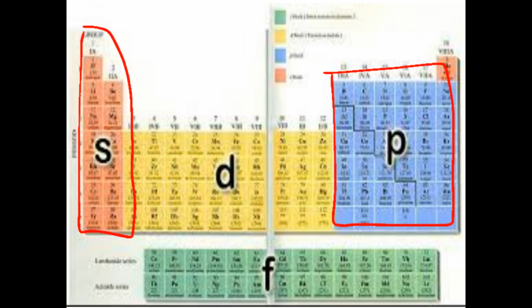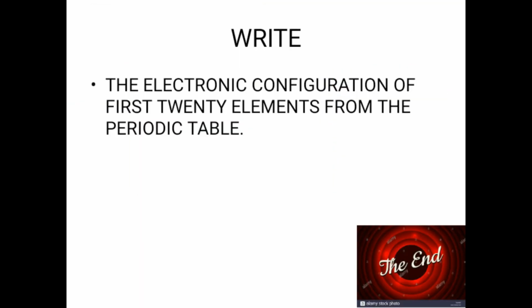So there are many more things to be cleared and understood, but let the topic come. Up till then you have to write today's assignment as the first 20 elements from the periodic table. You just practice writing their electronic configuration and use my lecture, and from your textbook don't get the answer directly, just practice it and then tell me what you have done.